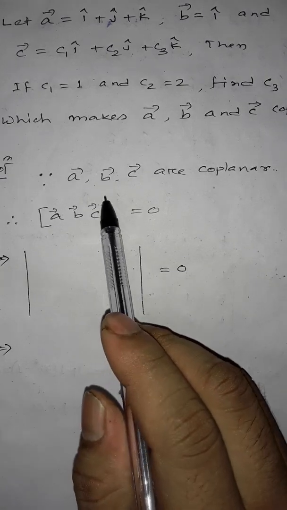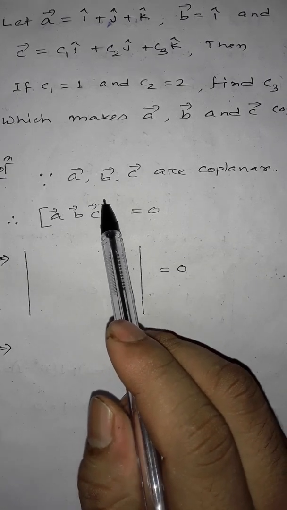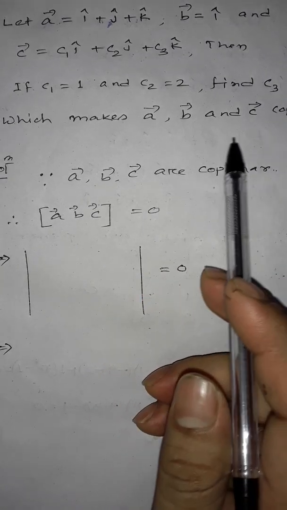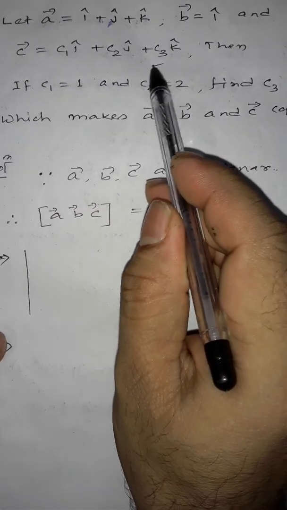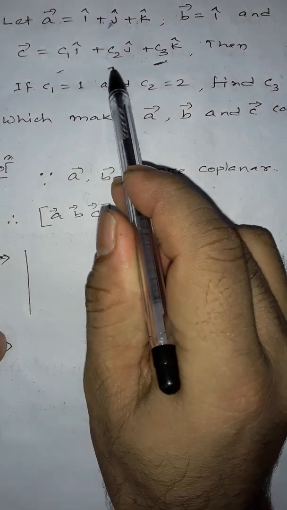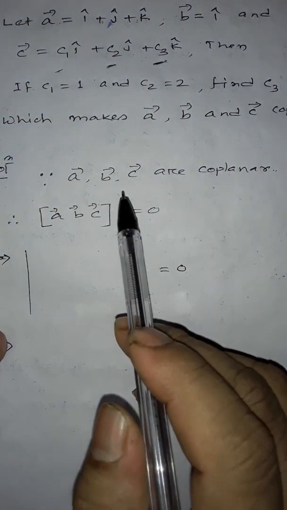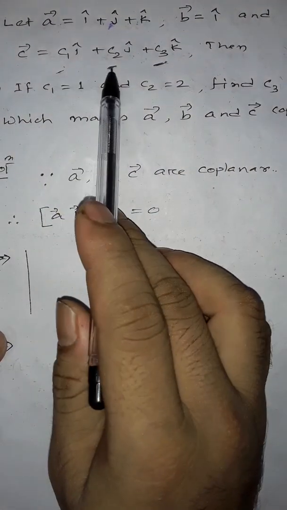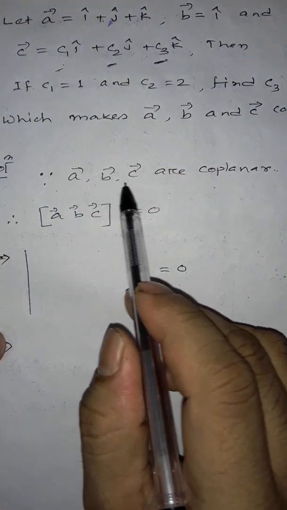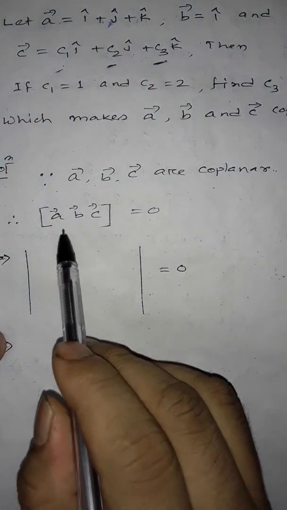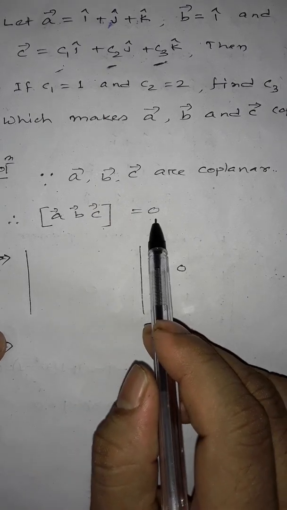We have three vectors a, b and c. Given that the vectors are coplanar, you have to find the value of c3. The values of c1 and c2 are given in the question. Since a, b, c are coplanar, the scalar triple product will be 0.